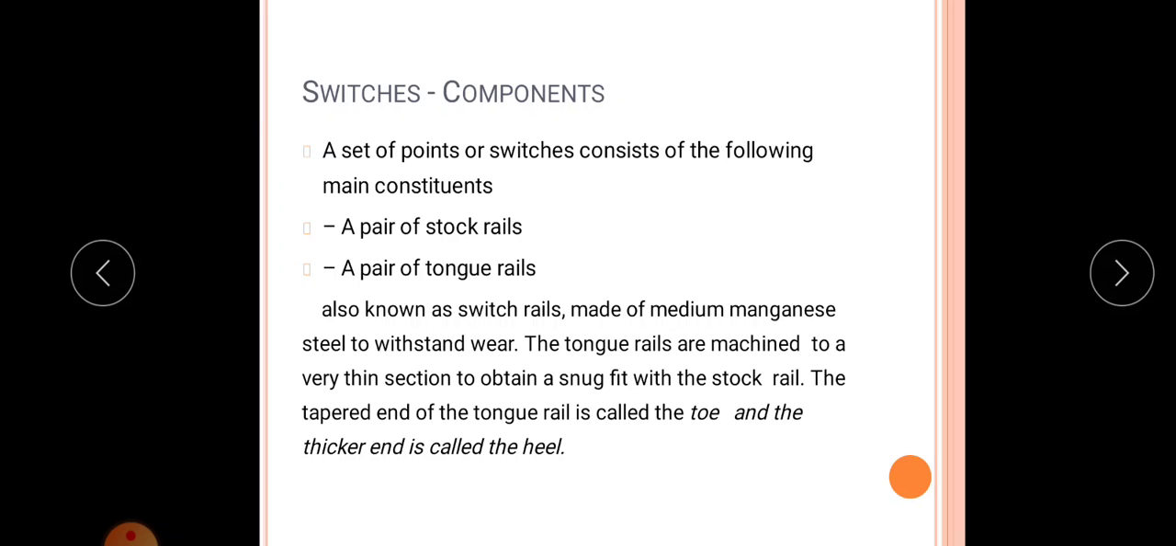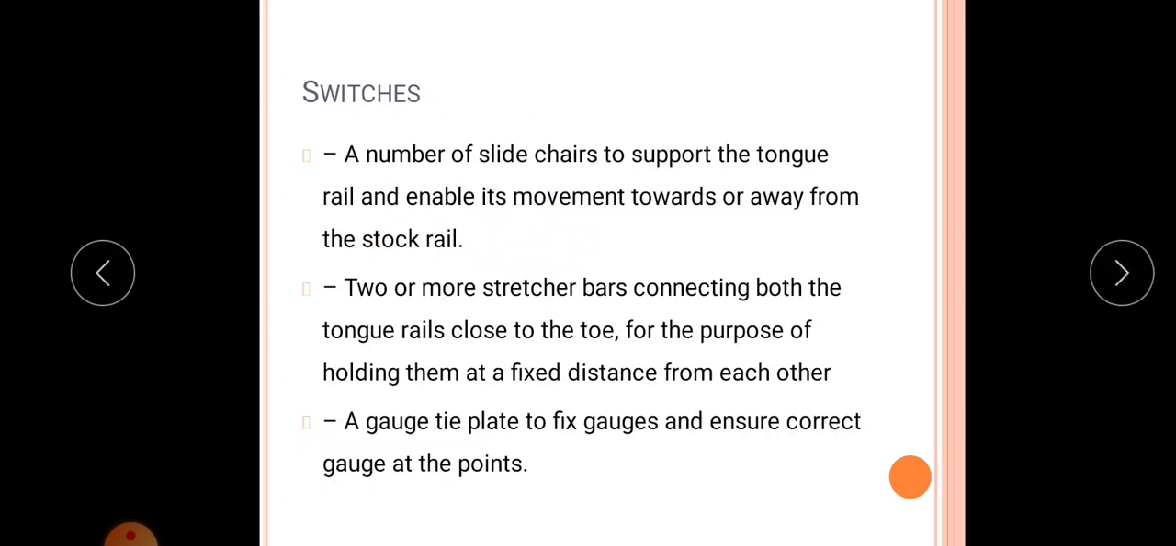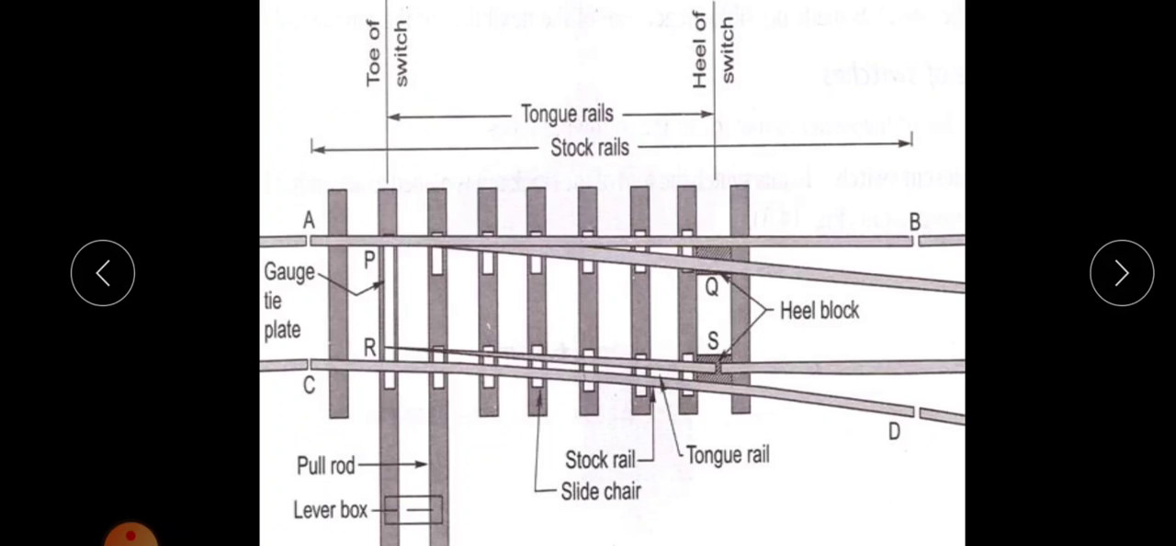A set of points or switches consists of the following main components, that is, a pair of stock rails and a pair of tongue rails. These are the two main components of a point. The tongue rail is also known as the switch rail, and it is made of medium manganese steel to withstand the wear. I will explain this by showing one figure.